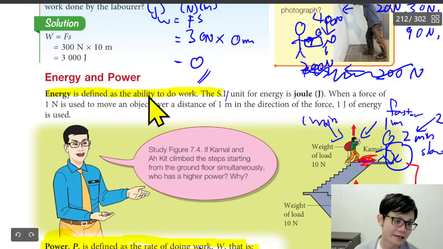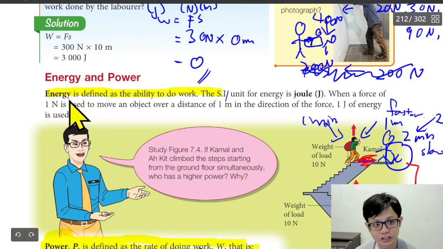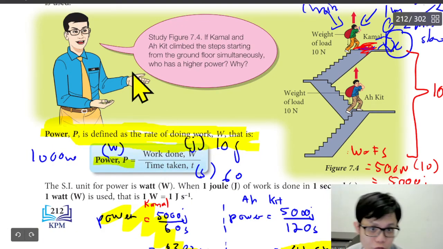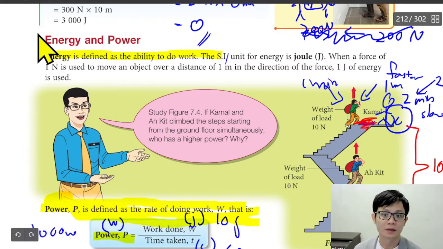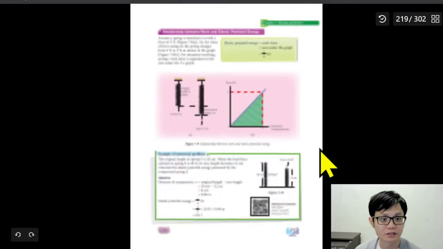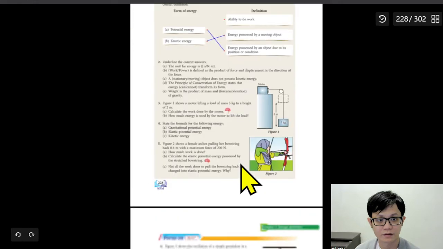Another one that they didn't give to highlight: energy is the ability to do work, and power is the rate of doing work. So that's different, the ability to do work and the rate. How fast you want to finish the work is power, and energy is just the ability to do work.